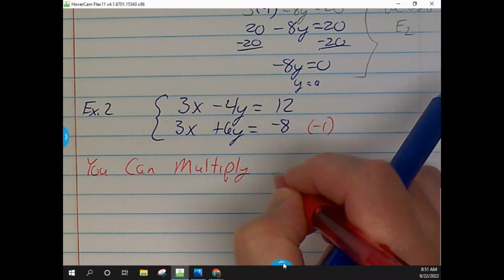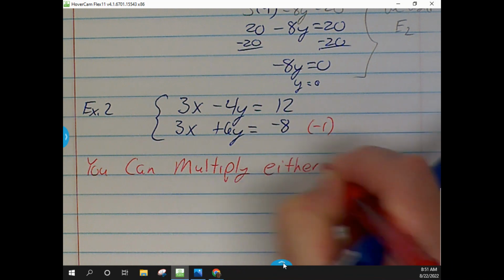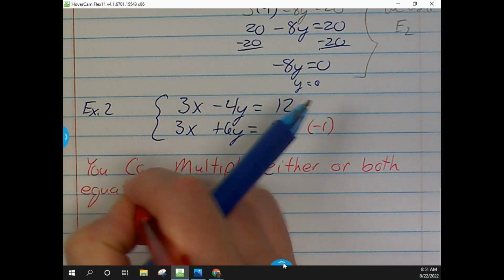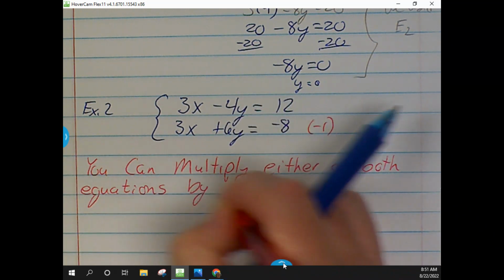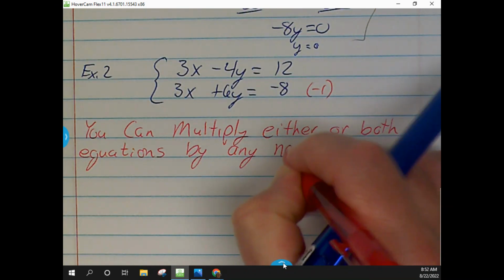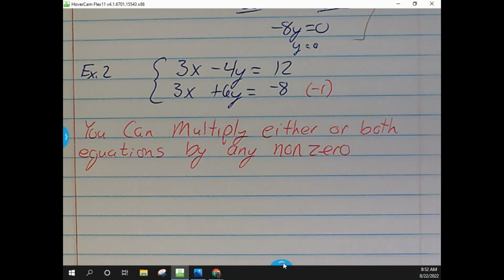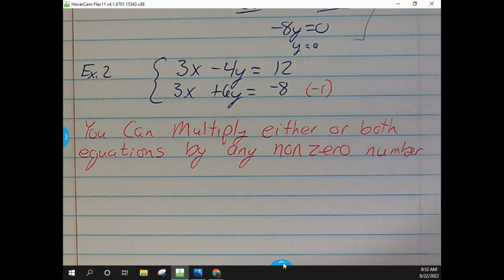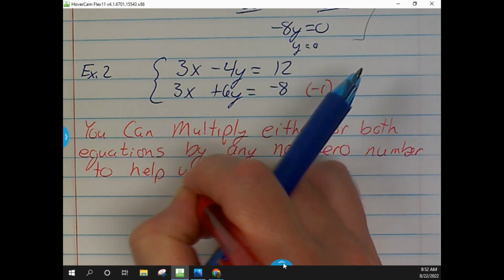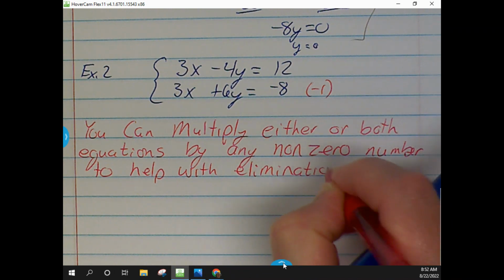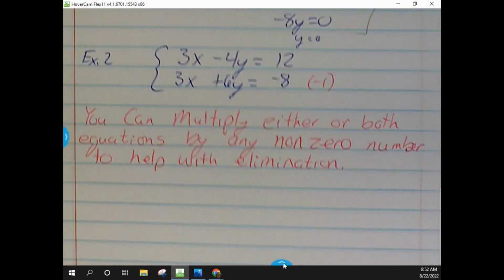But you can multiply either or both equations by any, and we always have to say this because sometimes people will say, I'll just use 0. No, you can't do that because that's cheating. You multiply by any non-zero number to help with elimination. And we'll show you more of that here in just a minute, but this is the one that's easy to walk into.